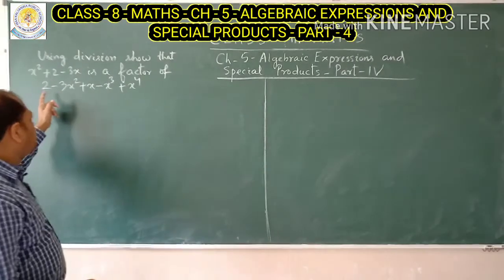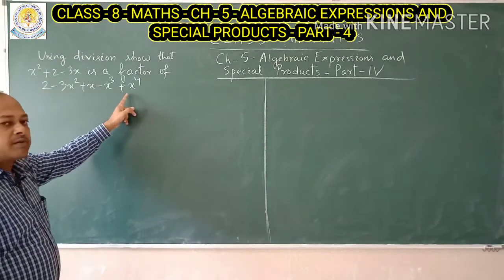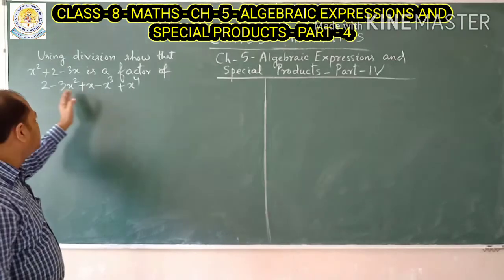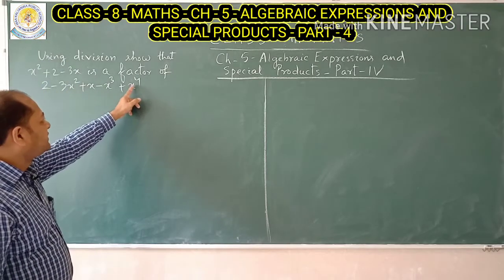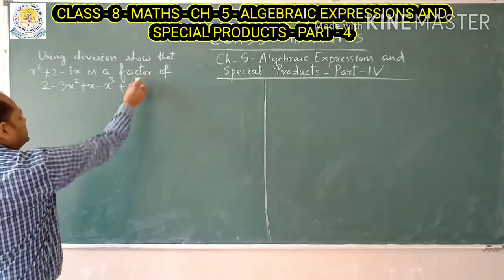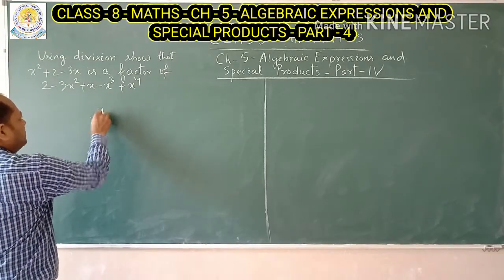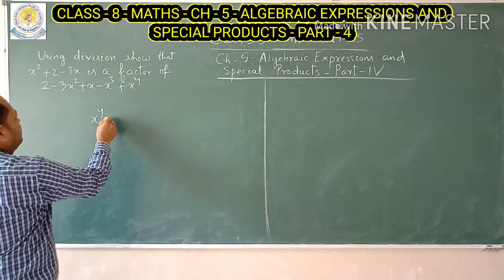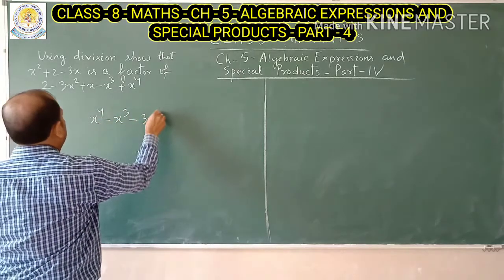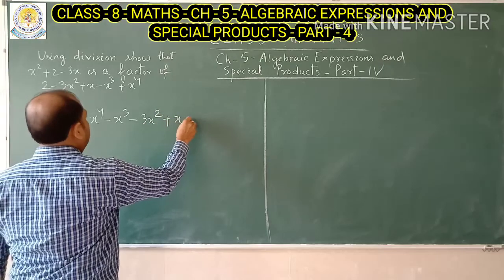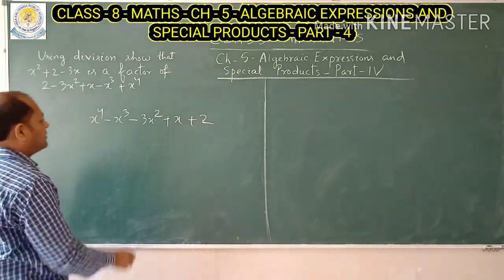So the first step is to arrange the dividend in proper order. That means in descending order of the literal. So what is the descending order? The highest value of the literal is x to the power 4. So right here x to the power 4. Next one is minus x cube. Next is minus 3x square. Then plus x. Then plus 2. So this is the proper order.